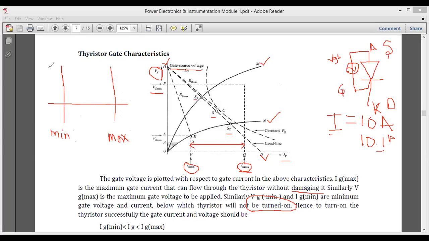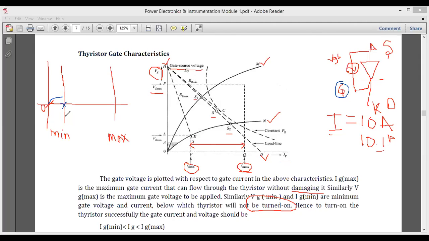For example, if this is my zero point here, or my zero start at this particular point, and I apply the gate current, this is my G, the gate current and gate voltage, both we are considering. If I take my gate current or gate voltage less than this minimum, it means I will start applying my gate current like this.